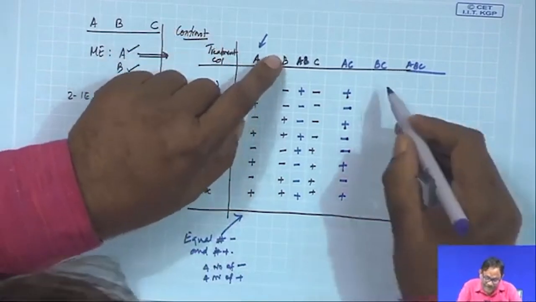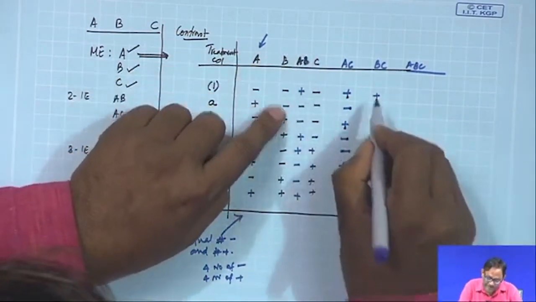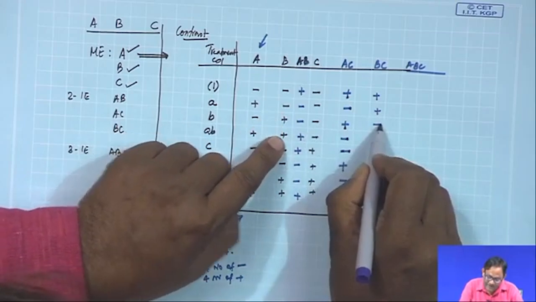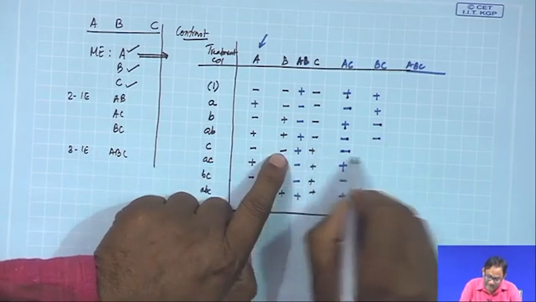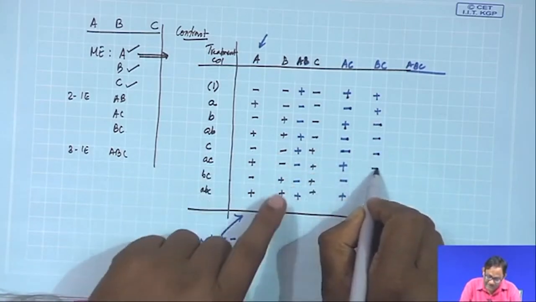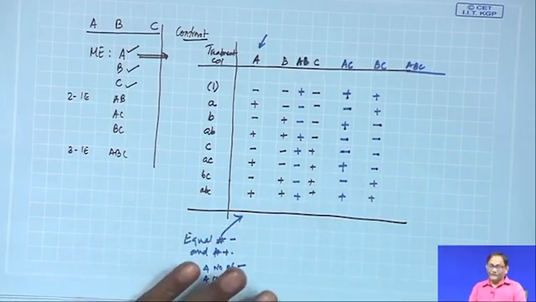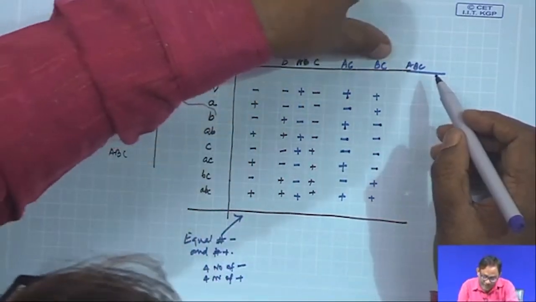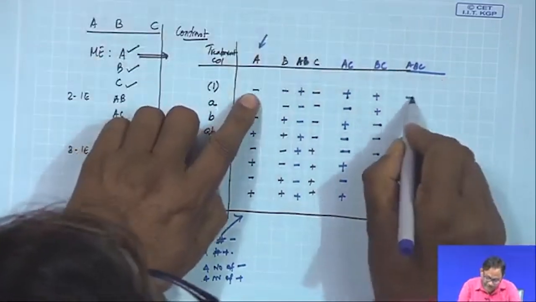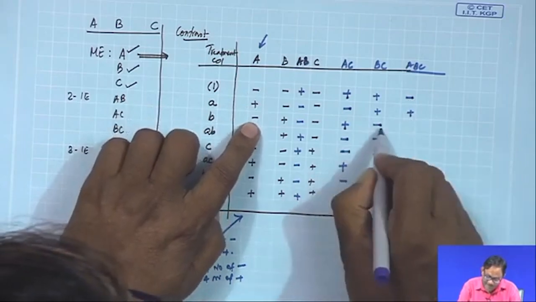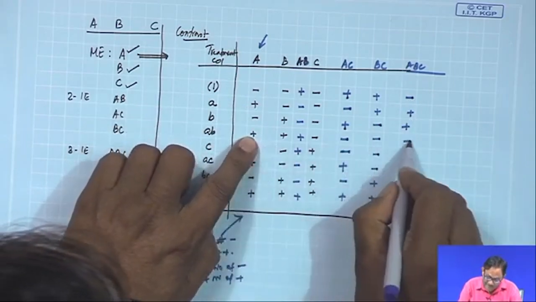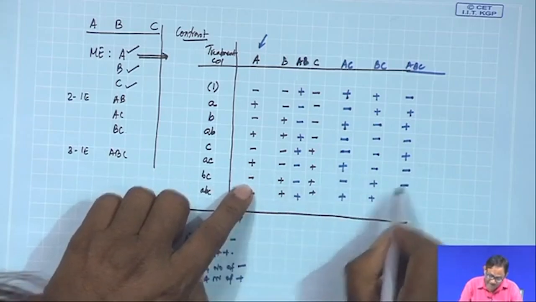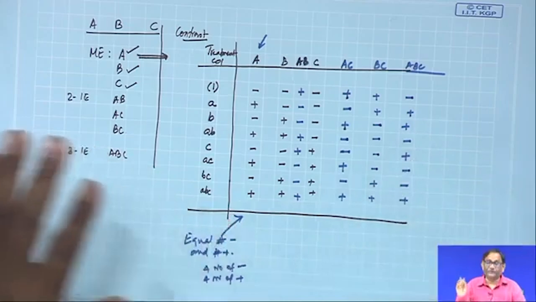Now find BC. For BC, you multiply the B column with the C column. Then, to get ABC, take any one, suppose BC into A. The result again has an equal number of plus and minus signs.